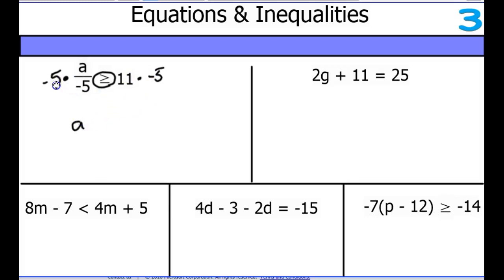When we multiply or divide by a negative number, we need to flip our symbol. Remember, that's just a rule we need to know. When we multiply or divide by a negative number, we flip our symbol. So we're going to have a is less than or equal to negative 55.